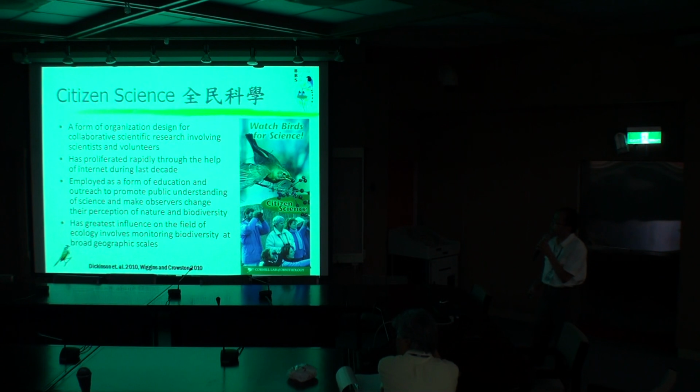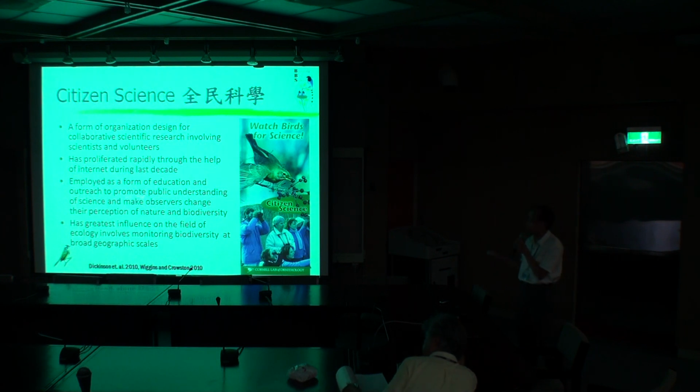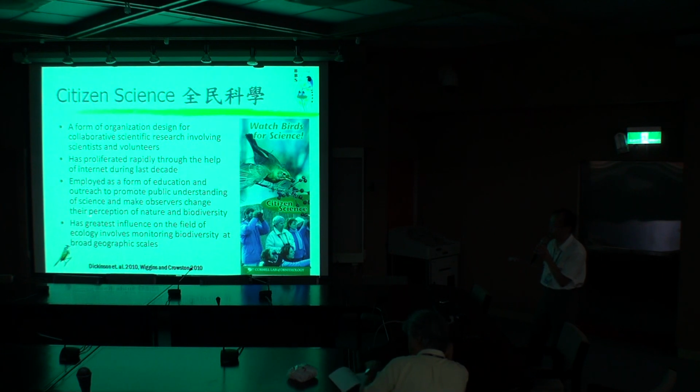So what is citizen science? Citizen science is a form of organization designed for collaborative scientific research involving scientists and volunteers. It has proliferated rapidly through the help of the internet during this decade. It is often employed as a form of education and outreach to promote public understanding of science and make observers change their perceptions of nature and biodiversity. It also has great influence in the field of ecology, involving monitoring biodiversity at broad geographic scales.